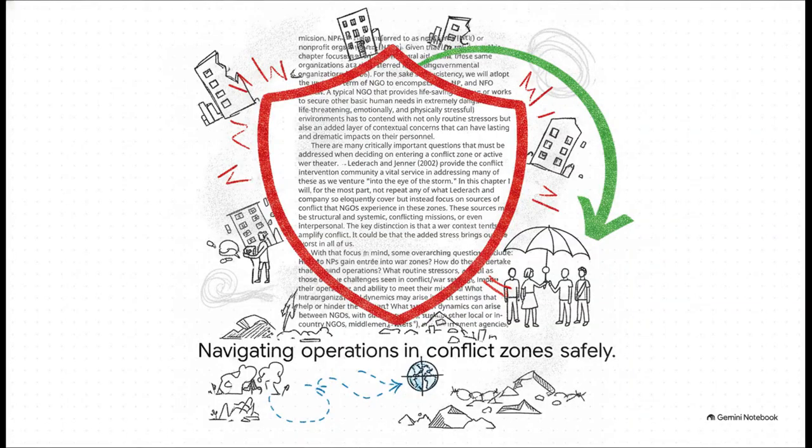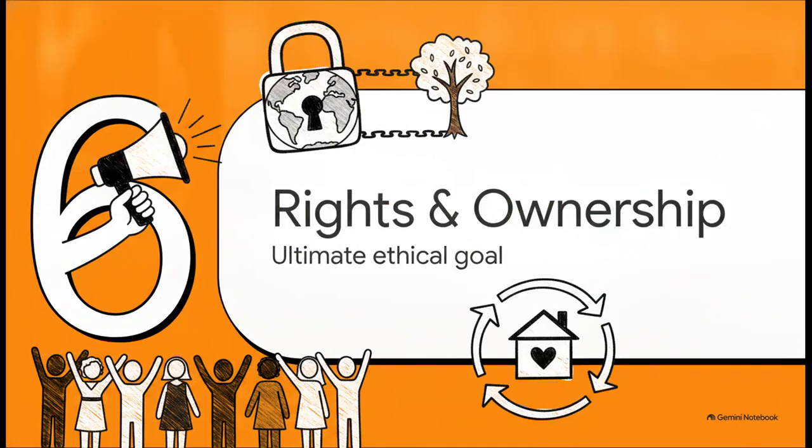And this is absolutely critical when we look at the conflict lens, especially in extreme environments. Navigating operations in active war zones brings on unimaginable stressors. NGOs are dealing with severe structural, systemic, and interpersonal challenges every single day. Trying to deliver life-saving services while keeping your personnel and your beneficiaries safe, that demands a highly adaptable, incredibly sensitive approach to conflict. Which finally brings us to Section 6, Rights and Community Ownership.